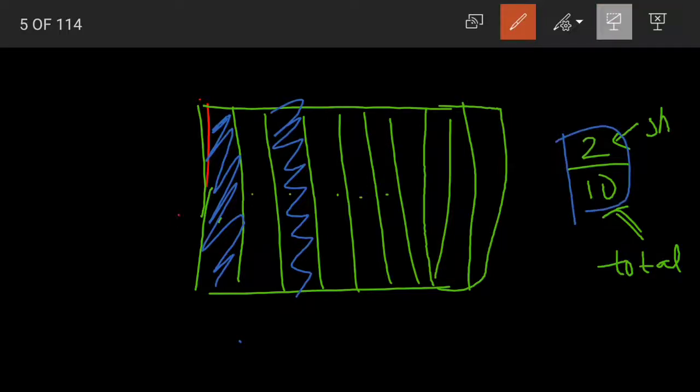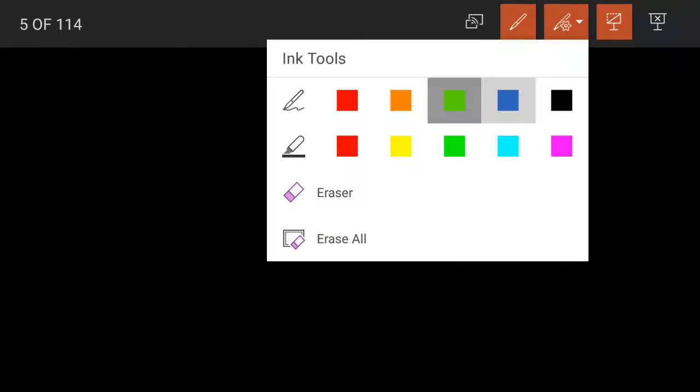Now how to represent the fraction in decimal form? We have 2 by 10. Again, what did I say, children? The number of digits in the denominator is 2.